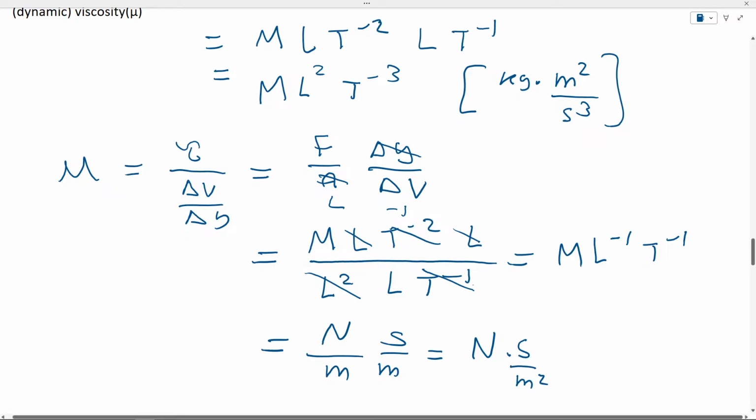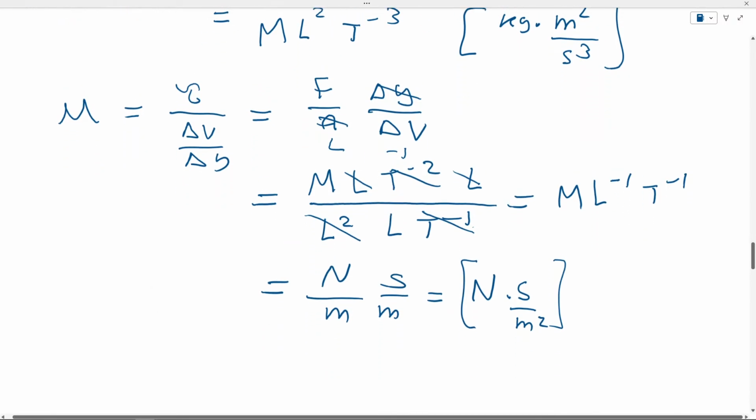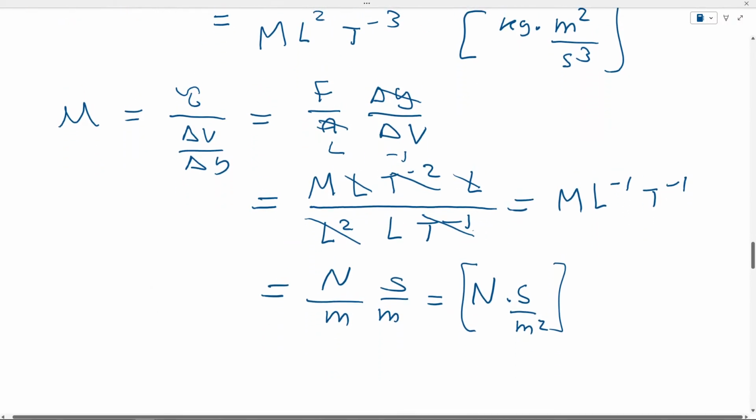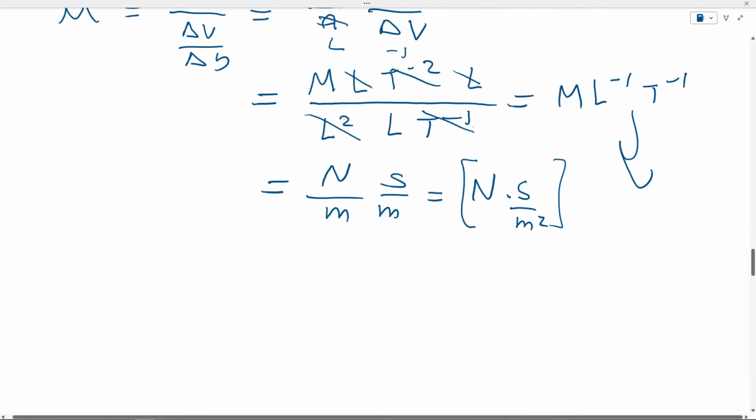That would be the unit of this guy. Or simply, what we generally do is give it the unit from this guy. So from this guy here we have M, that's kilogram, and length over, length that's meter over second. So basically these two are equivalent: Newton per second per meter square, kilogram meter per second. Okay.